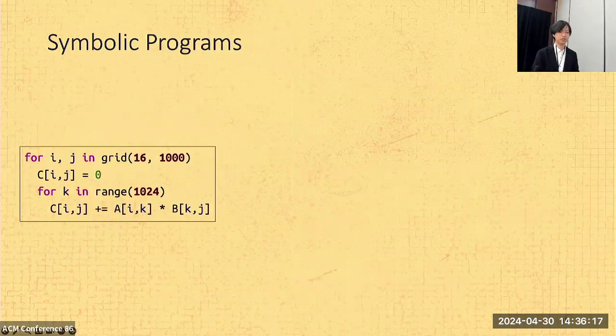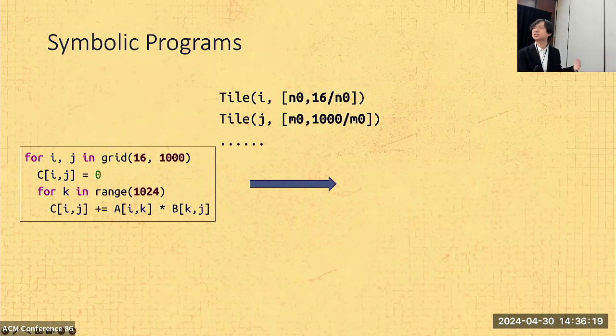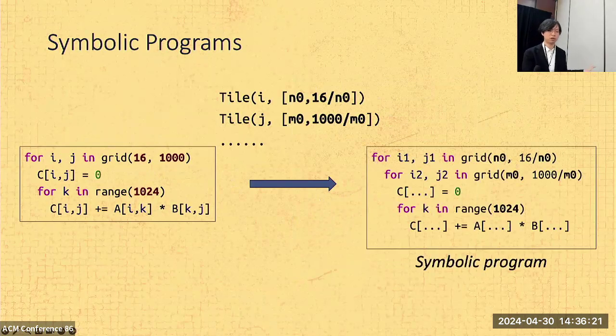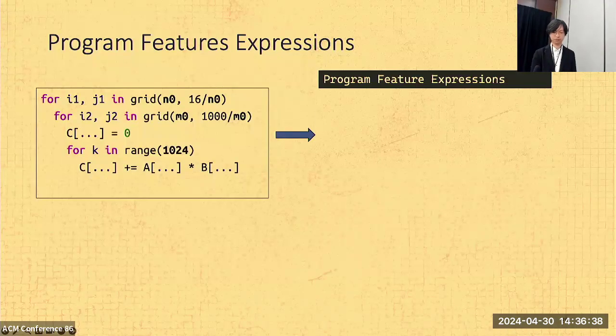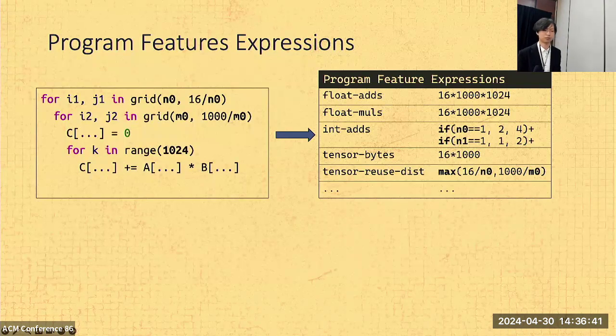And then you just apply the steps in the symbolic schedule onto the original program, and that produces a new program which we call symbolic program, because the variable we introduced in the schedule will now appear in your program. And that is useful because now when you extract the program features, your features become expressions of these variables.